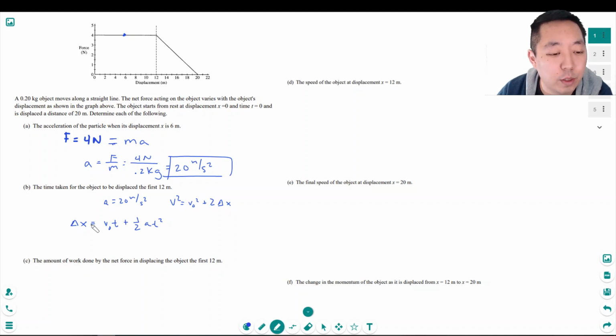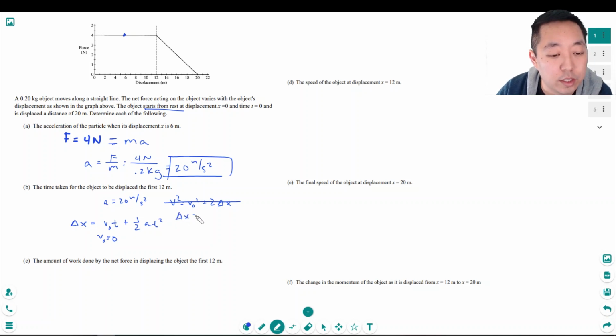So I'm trying to figure out what I have here. I know that the initial velocity is 0, given that it started from rest. I know the acceleration. I don't actually know the time, so that one's a little bit tricky here. Oh, actually, I'm solving for time. I know the displacement. Okay, so this is the equation I want to use. I don't really want to use the other one because I need to solve for time.